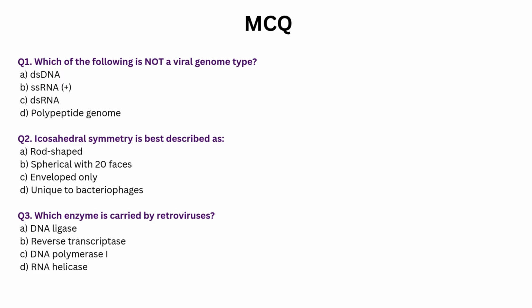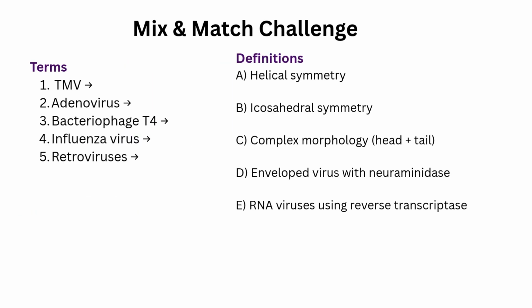Multiple choice questions. Number one, which of the following is not a viral genome type? Number two, icosahedral symmetry is best described as. Number three, which enzyme is carried by retroviruses? Mix and match challenge.